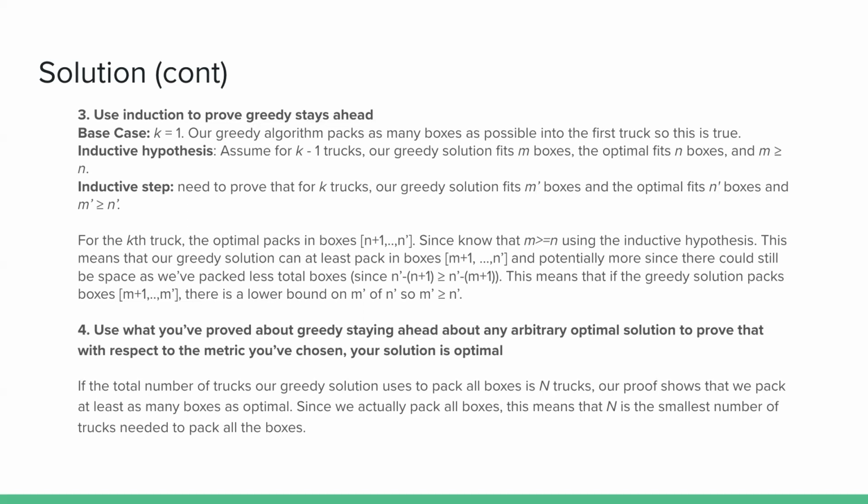We're using the fact that m is greater than or equal to n from the last inductive step, right? And we know that m is greater than or equal to n at the last inductive step. So when we add it to this n prime, which is the number of boxes that the optimal solution packs at the kth truck, we know that m is going to be greater than or equal to n. So this implies that m prime is going to be greater than or equal to n prime. And that's what we mean when we're creating a lower bound on m prime. Does that make sense?